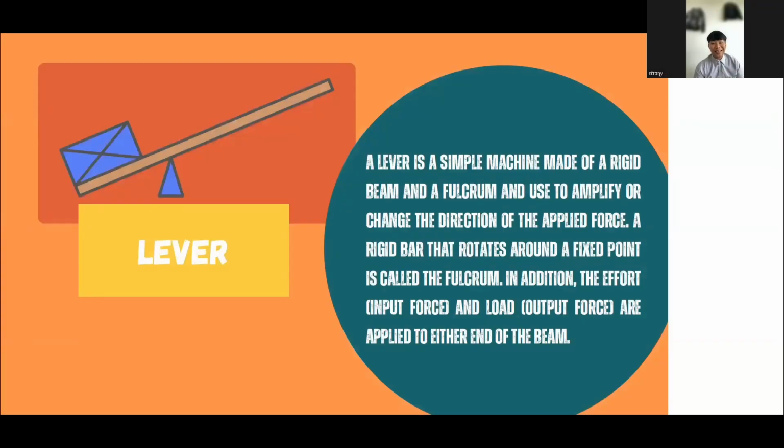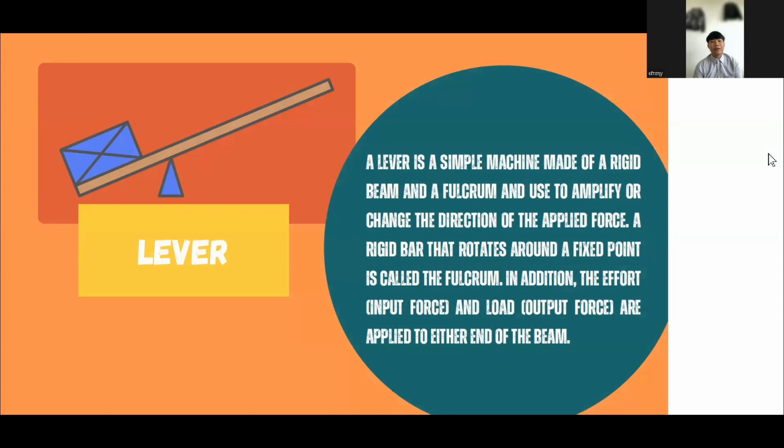Next. Okay, so I will explain the 6 types of simple machine, which are lever, pulley, inclined plane, wedge, wheel and axle, and the last one is screw. The first one I will explain is the lever. A lever is a simple machine made of a rigid beam and fulcrum and used to amplify or change the direction of the applied force.